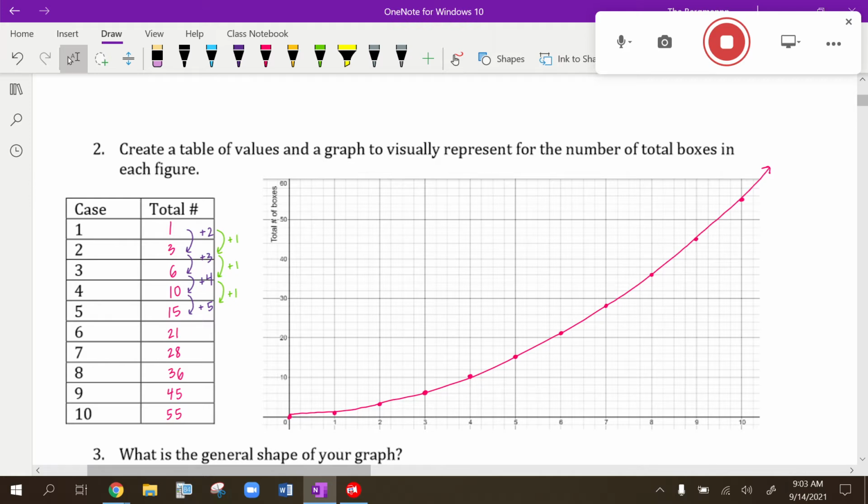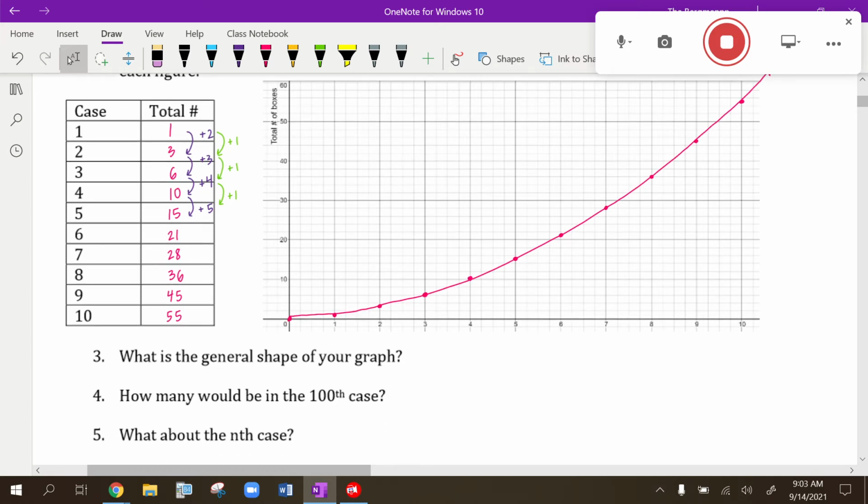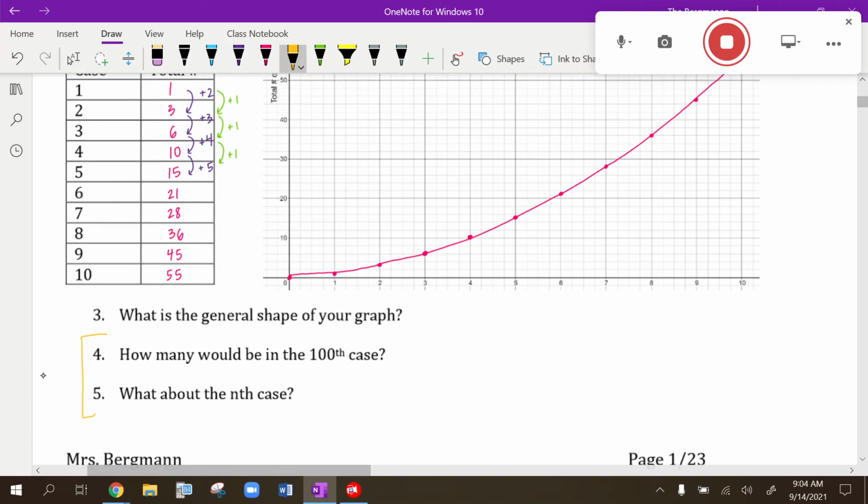Now, I can see this is not a straight line, but in number 3, I'd like you to say, what is the general shape of this graph? Now, this is a challenge question. If you can, see if you could figure out how many boxes would there be in the 100th case. What about the nth case? If you're in honors, go ahead and see if you can try to answer these. If you'd like a challenge, see what you can answer.